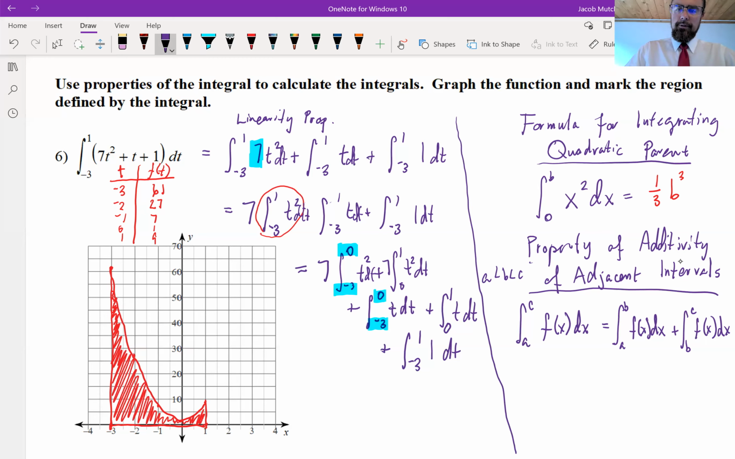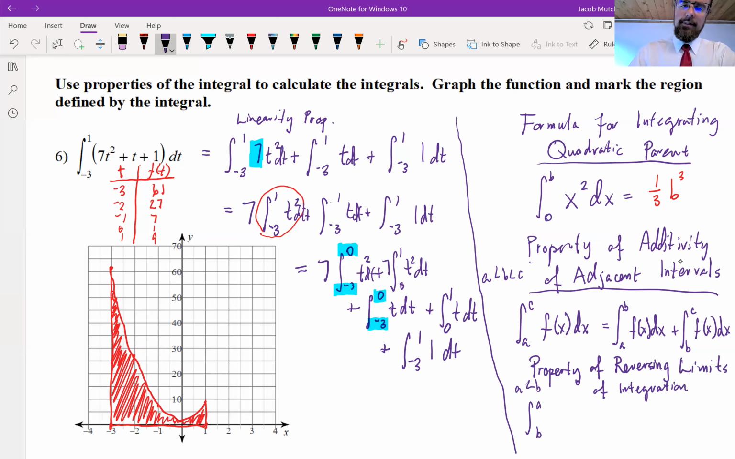So the last property we need is called the property of reversing limits of integration. And essentially what we want to do is just switch the 0 and the -3. Property of reversing limits of integration. So if I'm integrating from, so again, we'll say that A is less than B here. If I'm integrating from B to A, so that's kind of our setup here from -3 to 1.